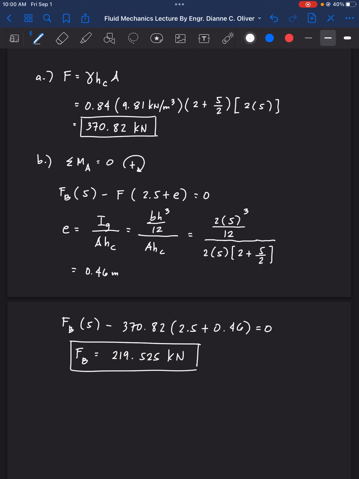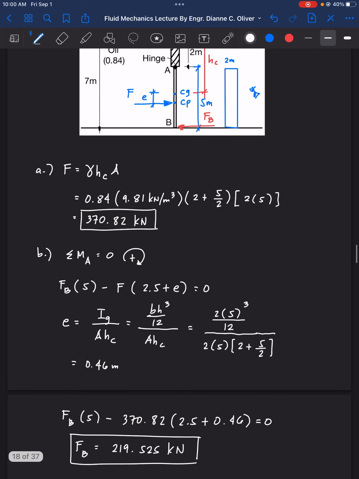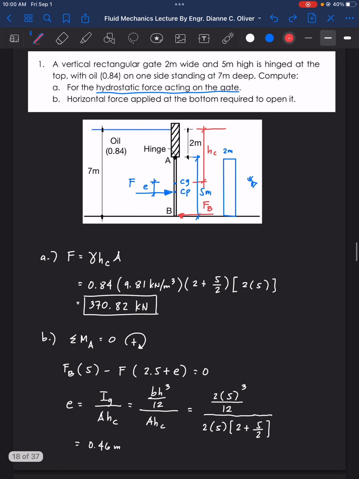So this is the force B here. That is what's stopping the gate from being opened. Now if you exceed this force here, you can open the gate. So that's example number 1.